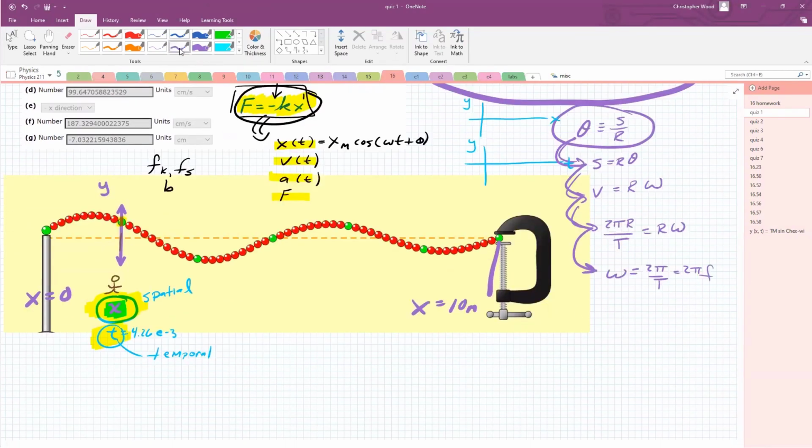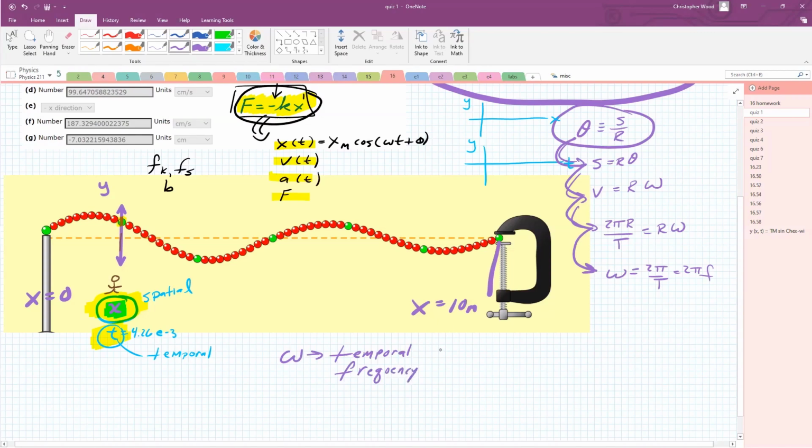So terminology is sort of a big part of chapter 16. Omega is a temporal frequency. Omega is something per time. Temporal frequency, which means a time-based frequency. And remember what omega is. Omega is 2 pi over T. 2 pi what? Technically speaking, it's 2 pi radians per time. So omega is a frequency. Anytime you have something per something, that's a frequency.